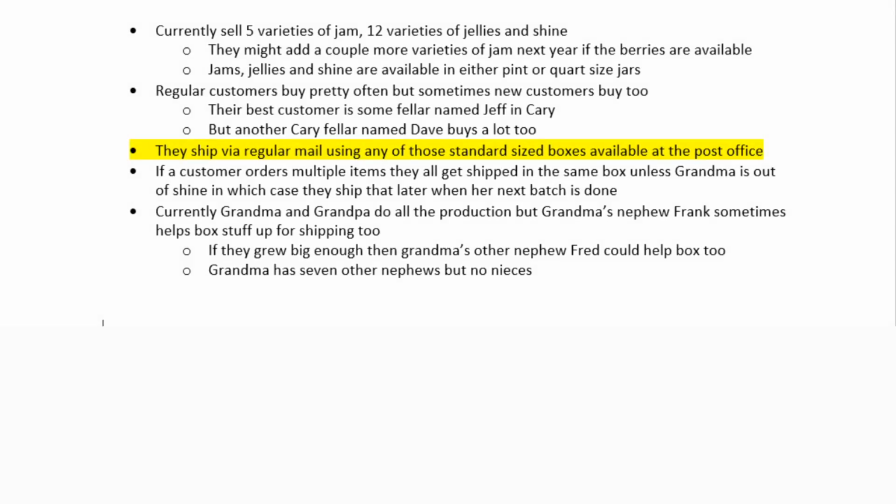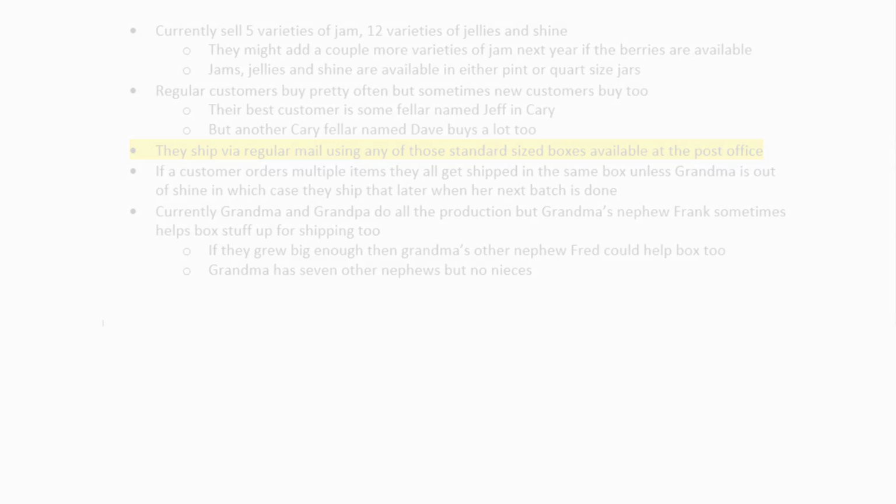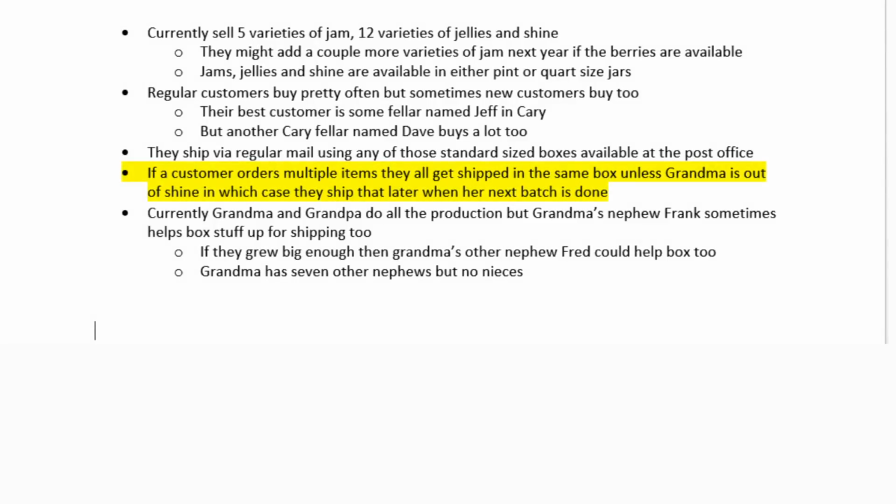All right, Grandpa, how do you ship this stuff once you get an order? Oh, we just take it down to the post office and put it in one of those flat rate boxes. Works fine. I don't think we'll ever change that part of the business. Besides, it gives me a chance to say hi to that mail lady down there. I think she's kind of sweet on me. Everything go in the same box? Oh, yeah. Well, unless Granny's short on her shine batch that month, and then we have to ship that separate when her next batch comes in.